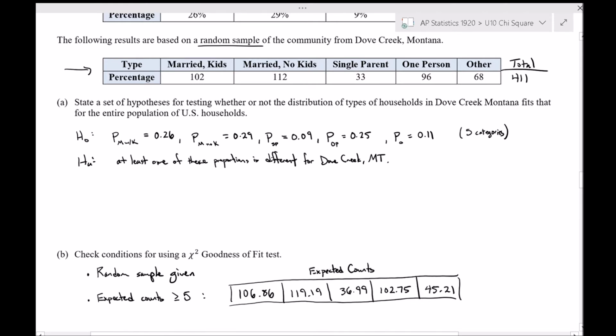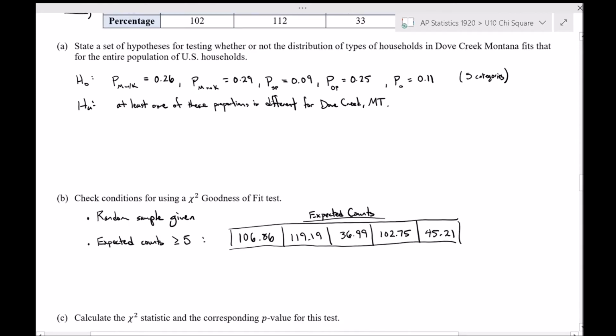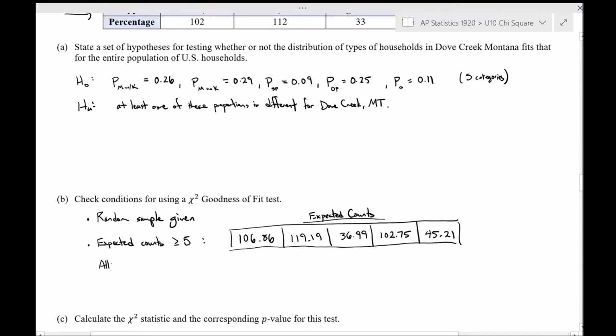So then here, all expected counts shown in the table are large enough. What is large enough? We'd already stated, at least 5. So then I'll go ahead and point to that and put a check mark on that. Random sample given, I forgot to check mark that one. And those are our only 2 conditions for using a chi-square goodness of fit test.